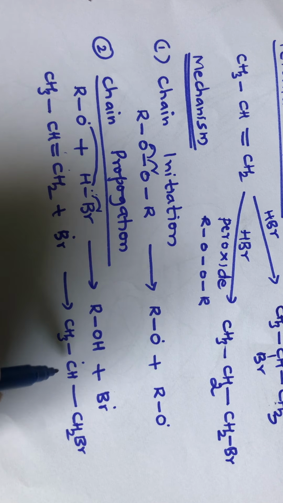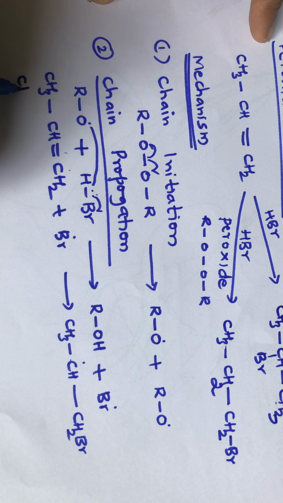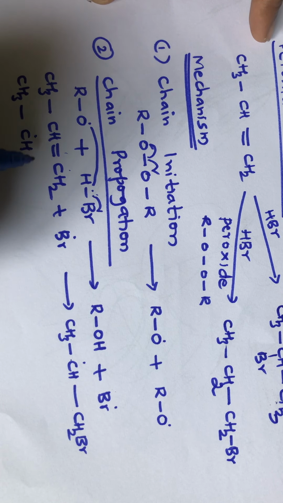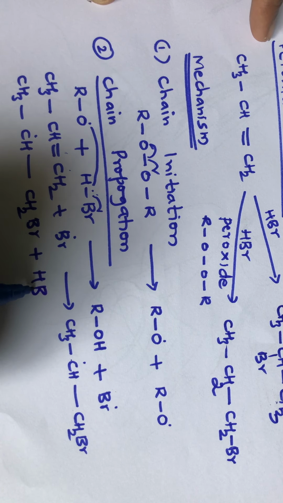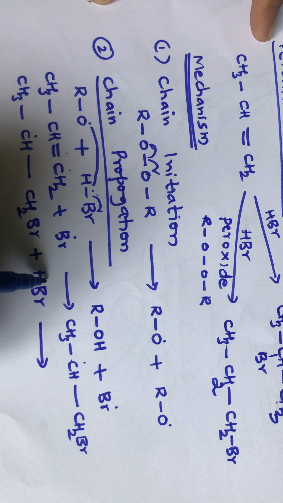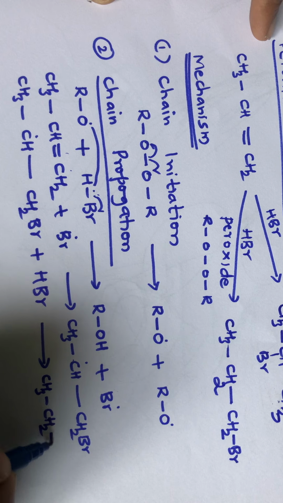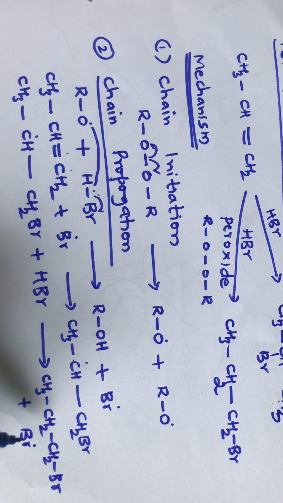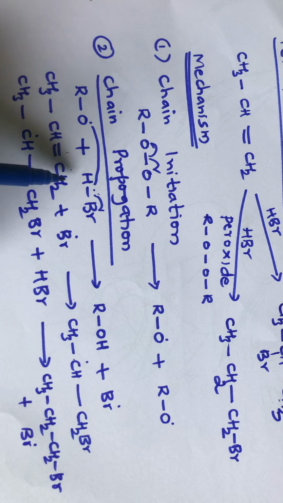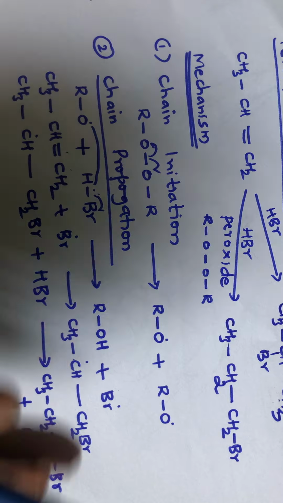Okay. In chain propagation, there is another reaction that I need to discuss. So what happens is this free radical that is formed, that is CH3, CH, CH2Br, will combine with HBr. This will take up one H. So you get CH3, CH2, CH2Br plus a Br free radical is generated. So this free radical that is generated will again react with another molecule of propene to give you this. This will again react with HBr. So this process goes on.